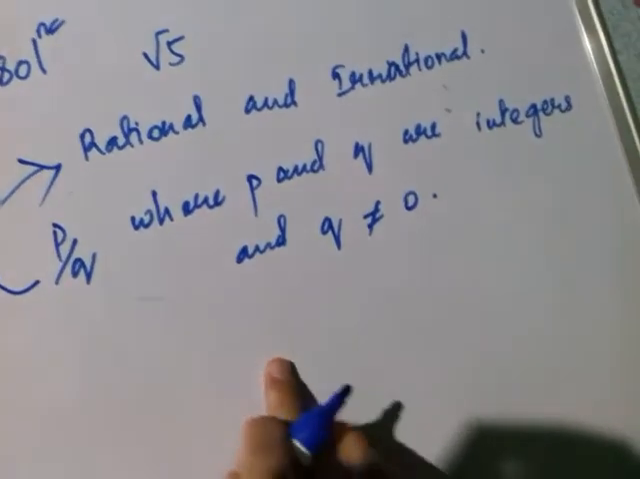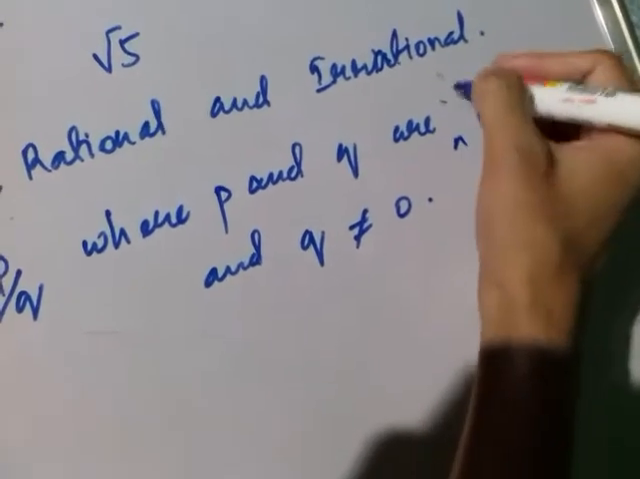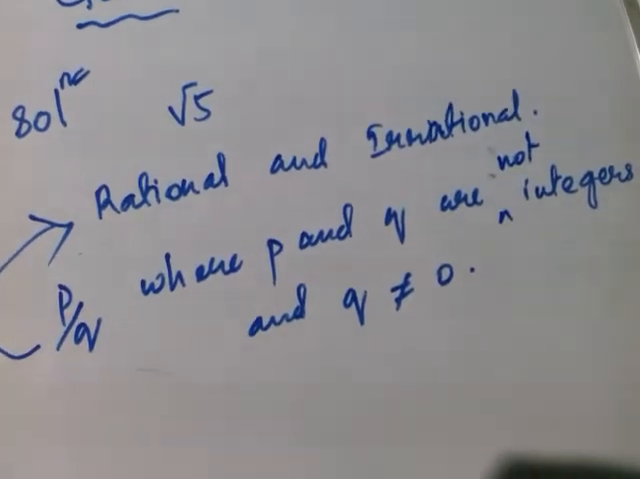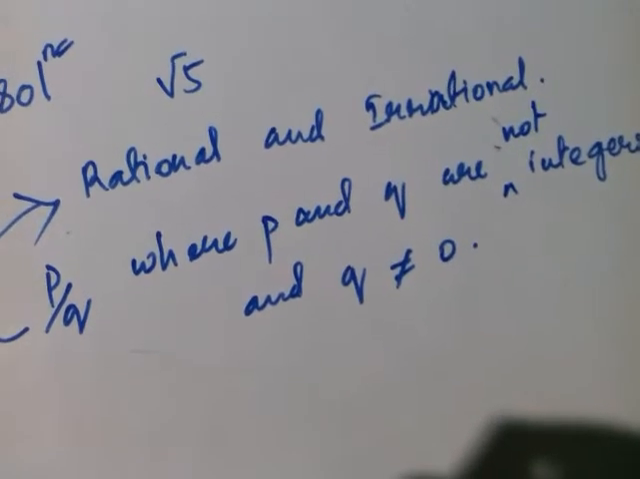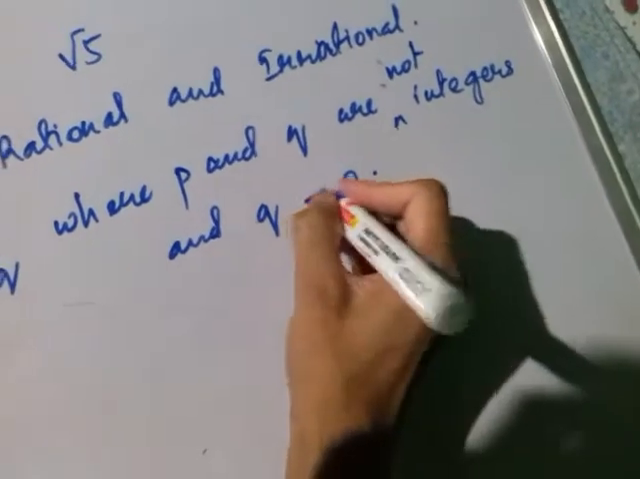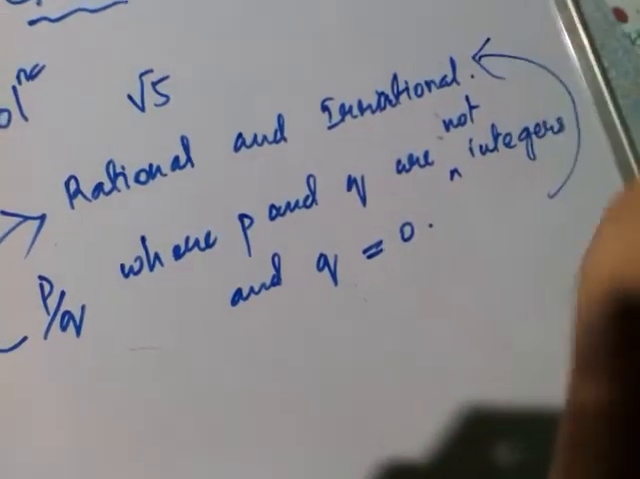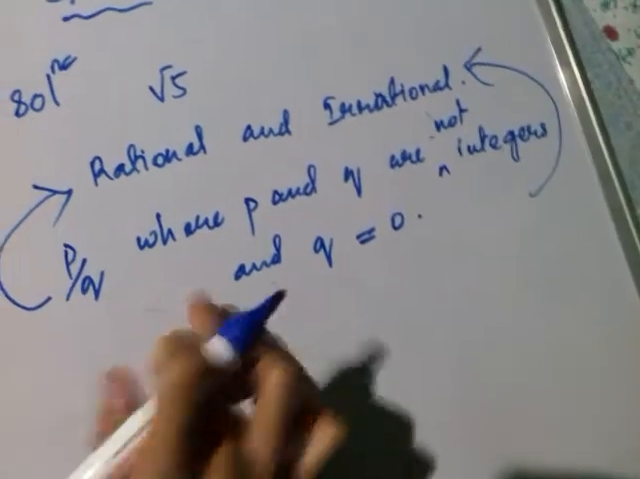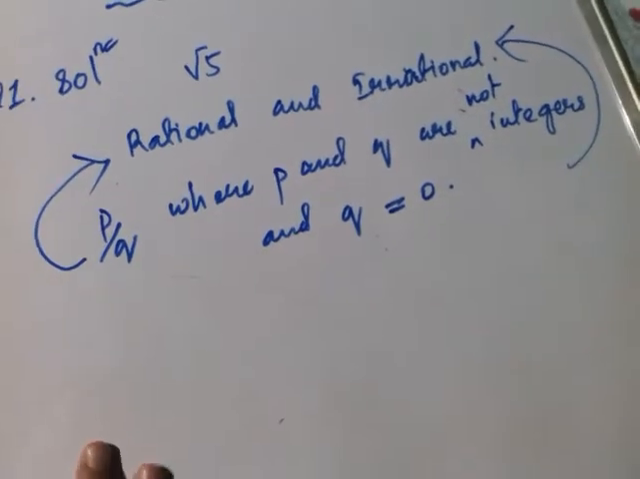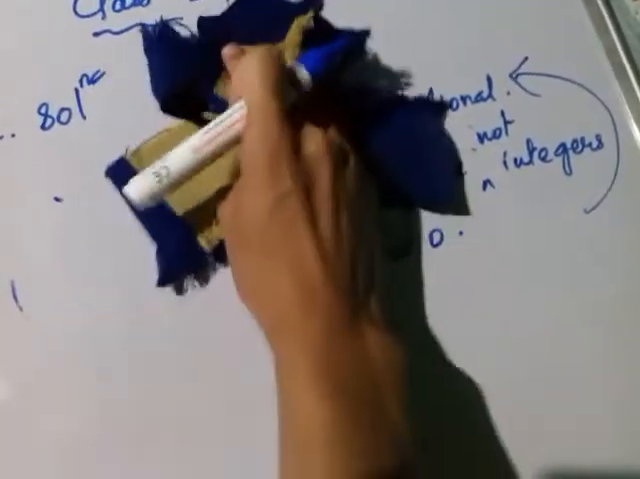If it is irrational, then it will be not of that form: p and q are not integers, or q is equal to 0. So this will be irrational. And if p and q are integers, then this will be rational. This is the meaning of rational and irrational.